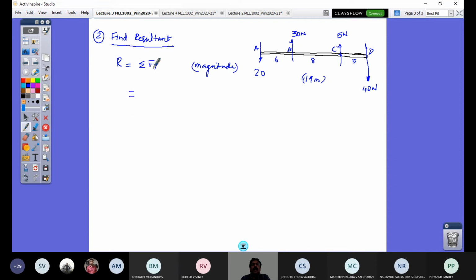So let's just now find out, and you know the convention, upward forces are positive. So here this force is acting 20 Newton down, so minus 20 Newton, and then you have a force 30 Newton up, you have a force 5 Newton up, and you have another force 40 Newton down, so minus. So I have here minus 60 plus 35, so minus 25 Newton. So what does this minus sign represent? It is against this convention. So you have a resultant magnitude 25 Newton acting down. Right? So this is your resultant.